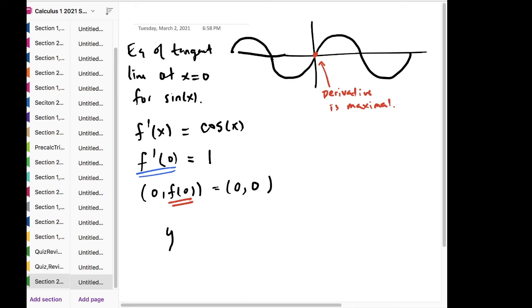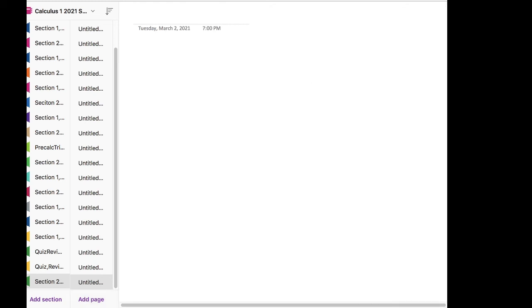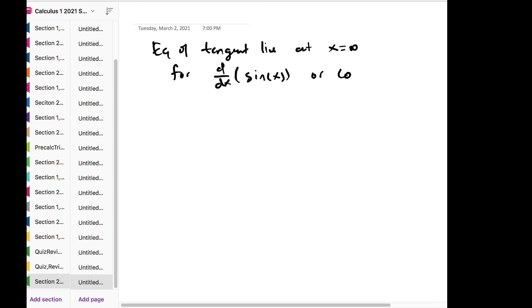So what's the equation of the tangent line? It's y equals x again. That's interesting. So tangent and sine kind of look the same around 0. Okay, how about cosine? No, tangent. Equation of tangent line. X equals 0 for the derivative of sine.